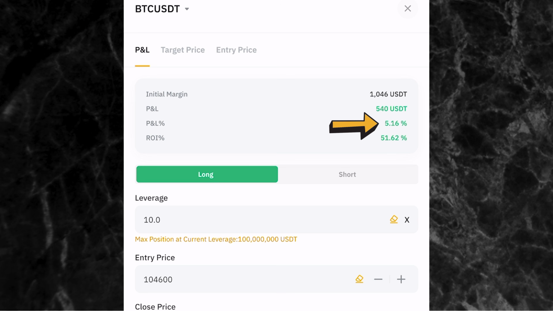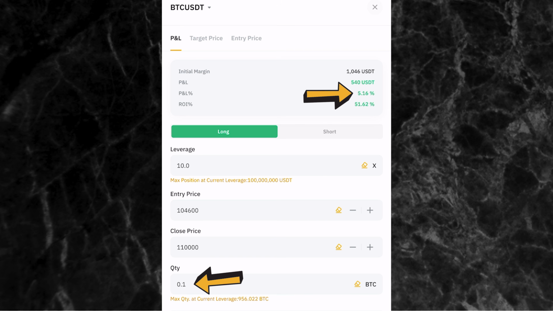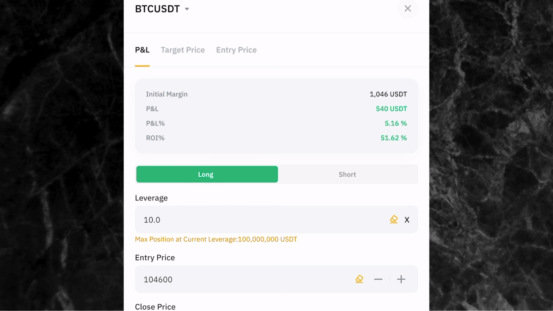So that P&L percentage is calculated from this BTC. This 0.1 BTC, don't forget, is about $10,000 like I said. And 5.1% is about $540. So that's why. But the one you need to be concerned about is this ROI. This ROI is 51% profit. So that's 51% of your initial margin. So you'll be able to see how much you will make from the trade.